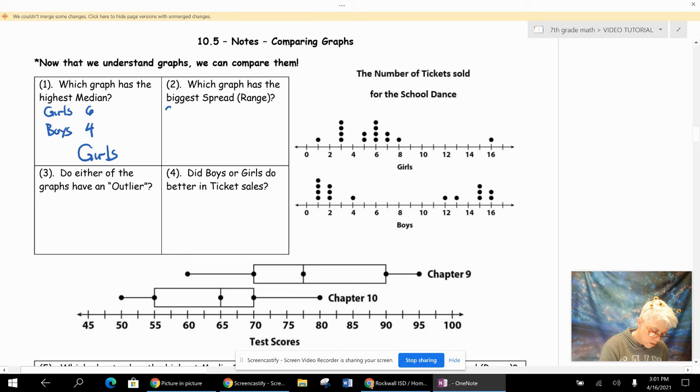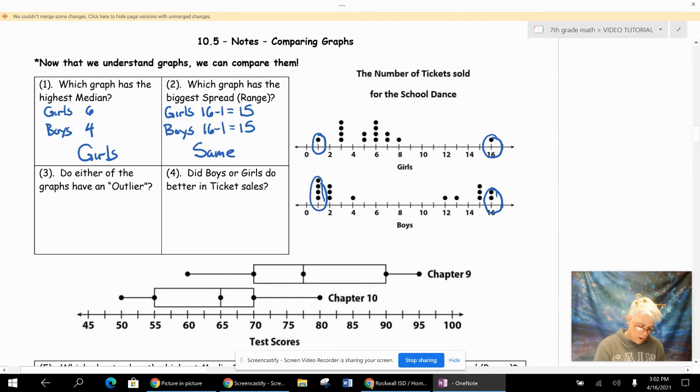All right, so let's look at our girls. So that's our range. There's the highest and here is the lowest. Now notice I didn't circle the 0 because there's no data above the 0. So I'm using the 1. So it's 16 minus 1, which is 15. For the boys, it's 16 and also 1. So I'm going to go ahead and write it down, but I can already tell it's going to be the same. No winners there. All right, I'm going to go ahead and erase what I've put on the dot plot.